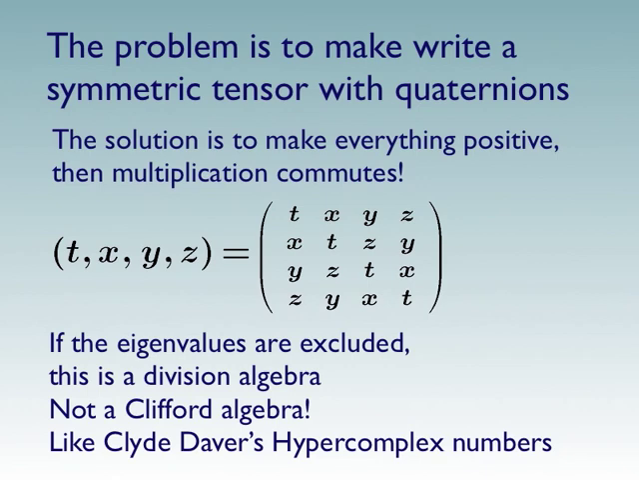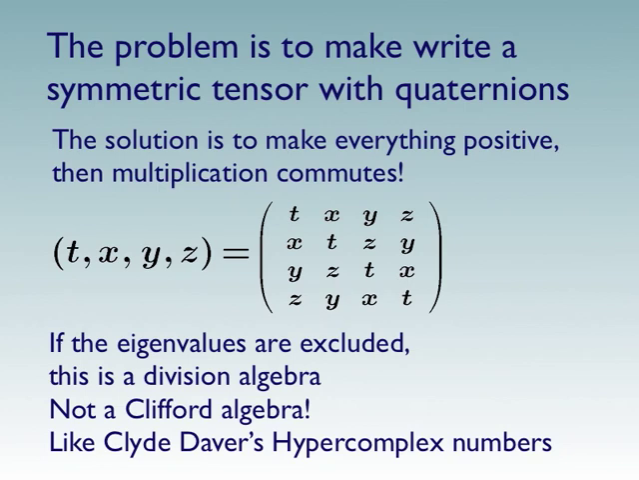Now we want to write that symmetric tensor using quaternions, just like we did the antisymmetric tensor using quaternions. But that's a real problem because, particularly for that nice symmetric B field, a tensor doesn't want to do that. And so the solution, I like to call this the California solution, is to make everything positive, and then multiplication commutes, because, how could there be a minus sign in there when there are no minus signs? But another problem that immediately pops up is you say, well, it's no longer a division algebra.